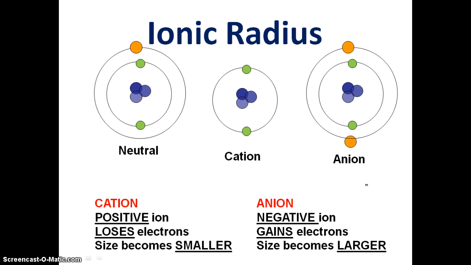So from smallest to largest, the cation's the smallest, the neutral one's medium sized, and the anion's the largest. So again, we go small, medium, and large. And it all has to deal with whether it's gaining or losing electrons, and you can determine that by its charge. Positive means it lost weight, negative means it gained weight, positive means it shrunk, negative means it grew.